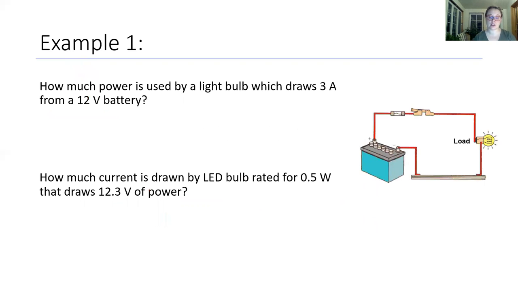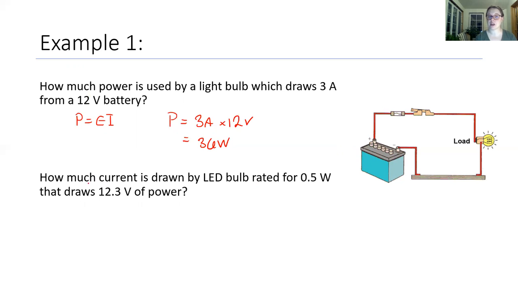So very quickly, I've got two examples and then we'll finish off this lesson. How much power is used by a light bulb which draws 3 amps from a 12-volt battery? Well, power equals current times voltage. So power is going to be 3 amps times 12 volts, which gives us 36 watts.